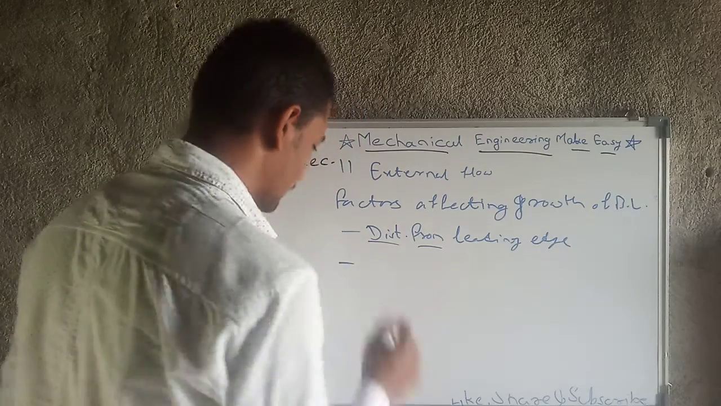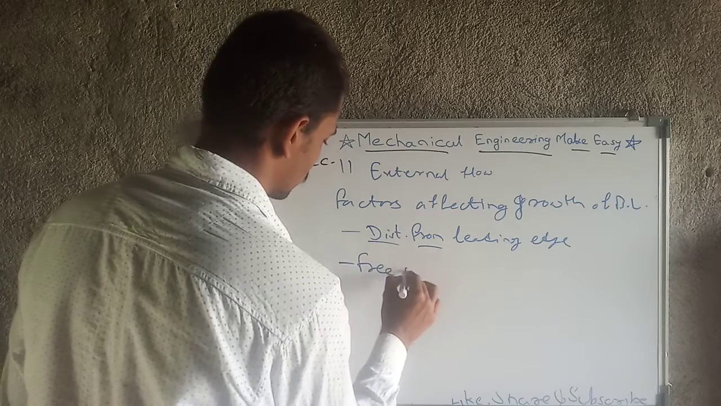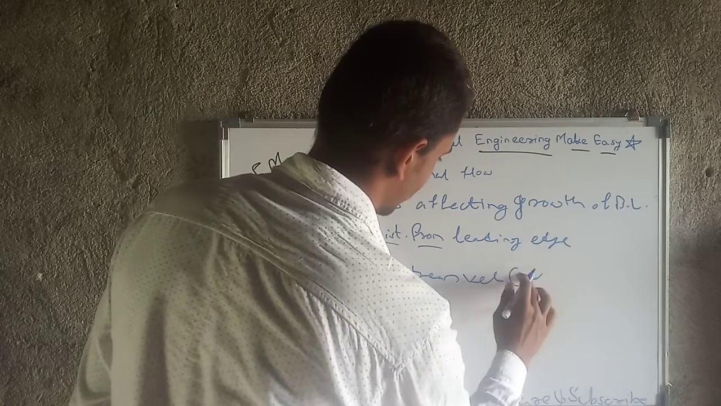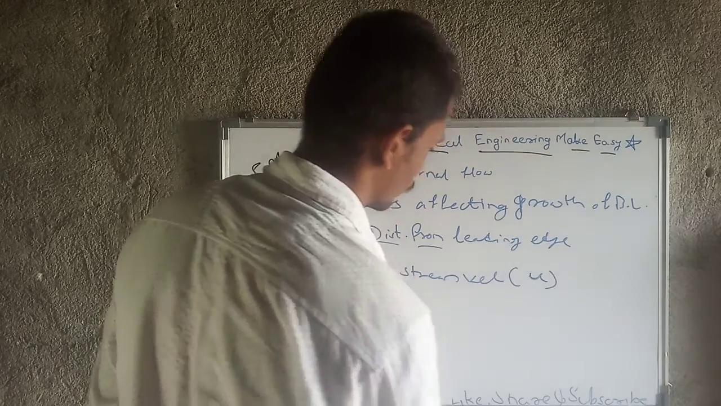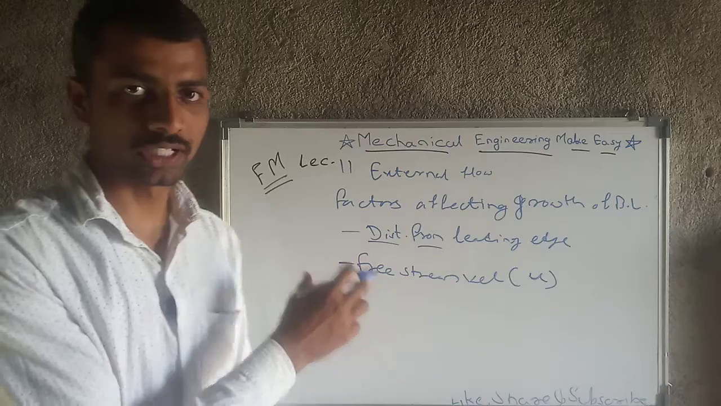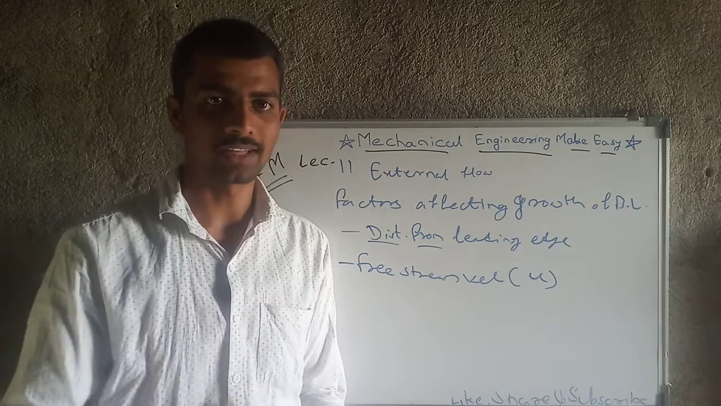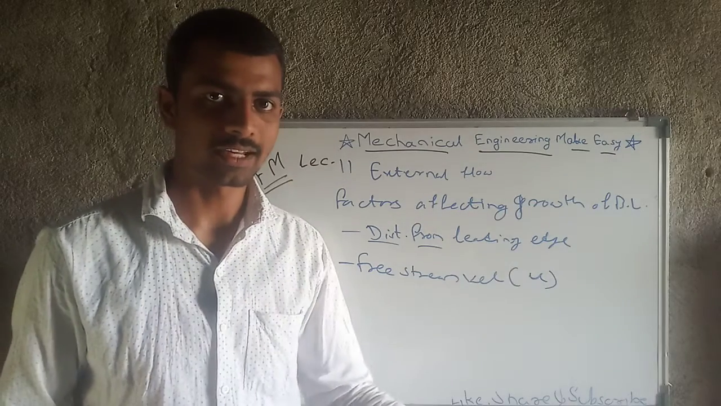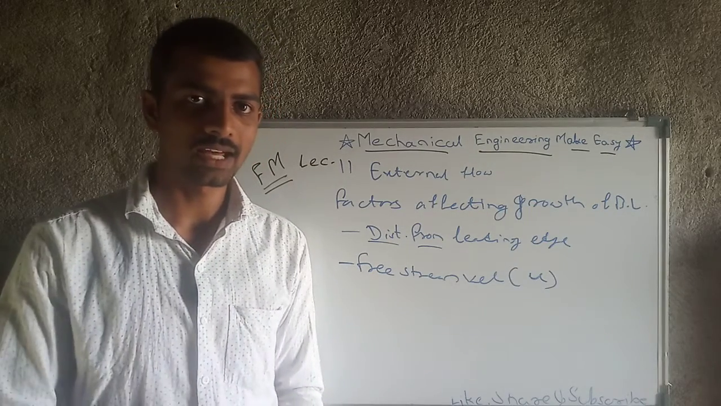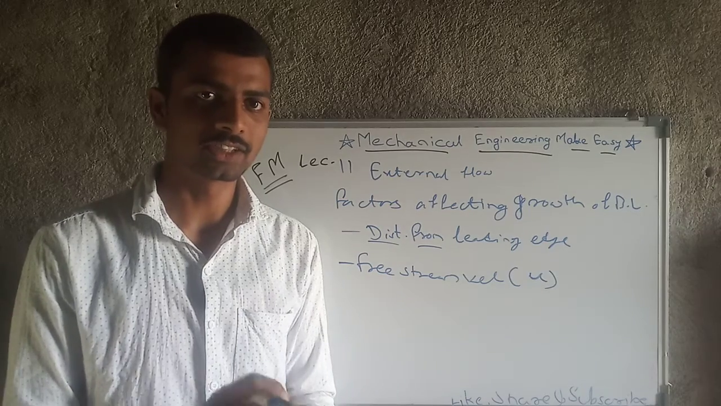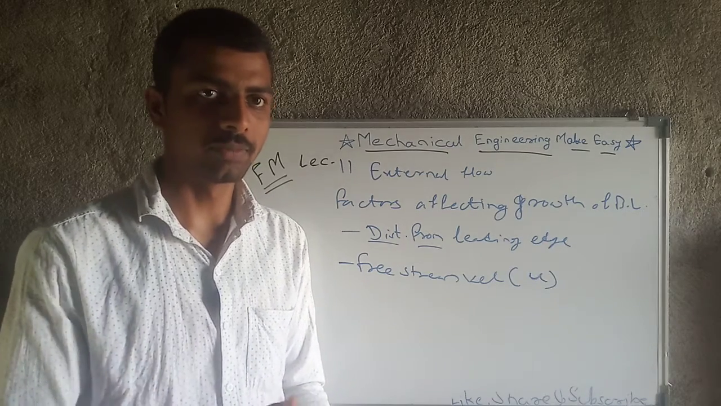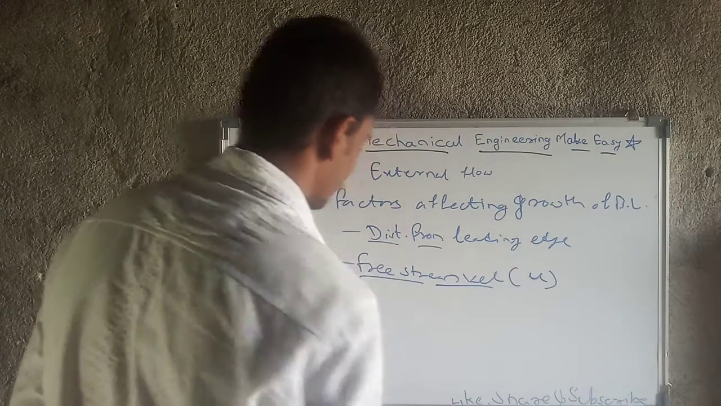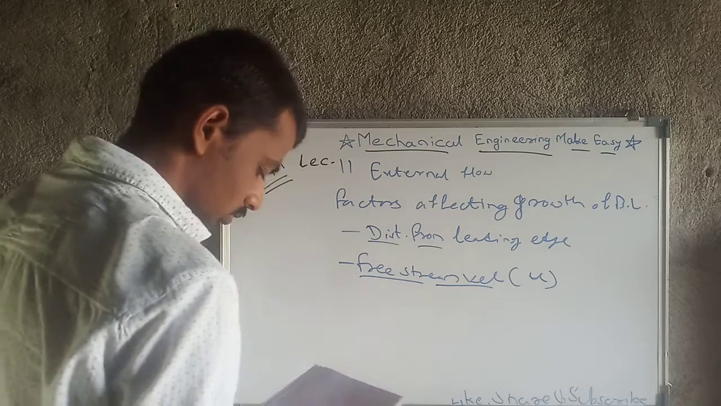After that there is the free stream velocity, which we denote by small u. The free stream velocity also matters, because if the velocity is higher, then the flow will go into the turbulent zone as early as possible, so the laminar and transit boundary layers will have a very short magnitude. So that's why the free stream velocity also matters.